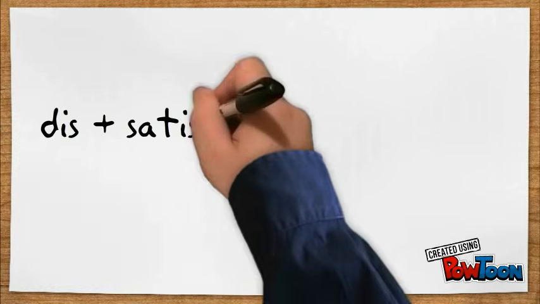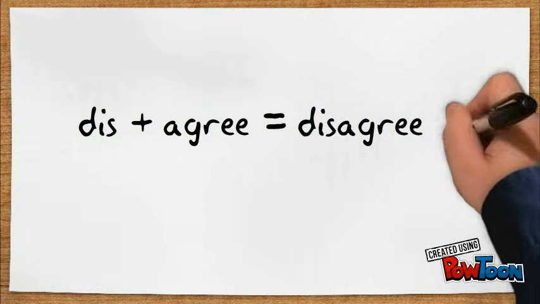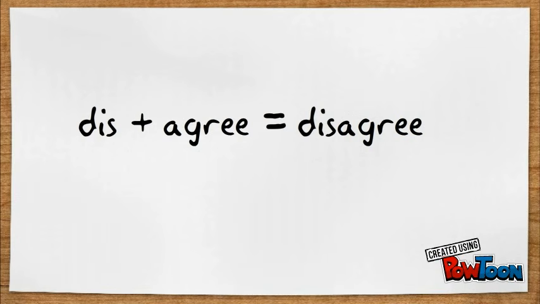My first one is dissatisfied, which means the opposite of satisfied. So if you're dissatisfied, you're probably not happy at all. Another one is disagree. If you agree with something, you have the same view or opinion, but when you disagree, it's the opposite. So I wouldn't share the same views and opinions about something when I disagree.